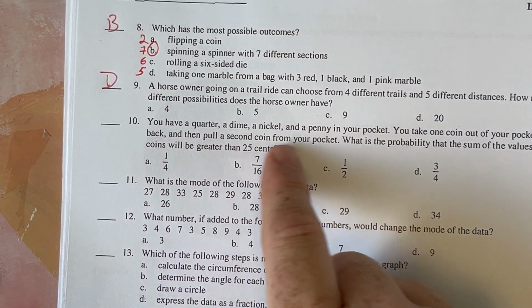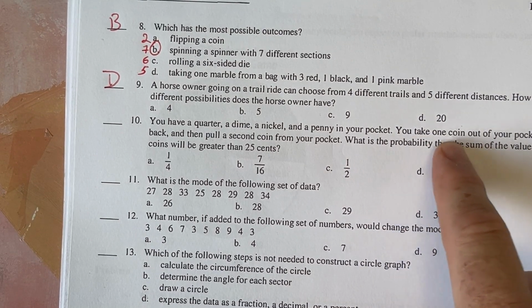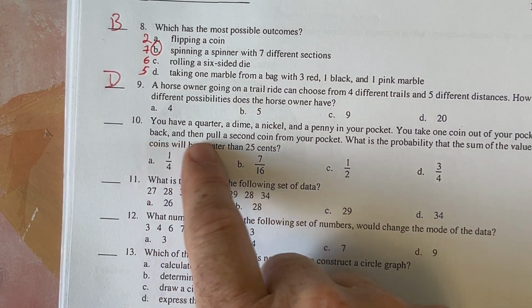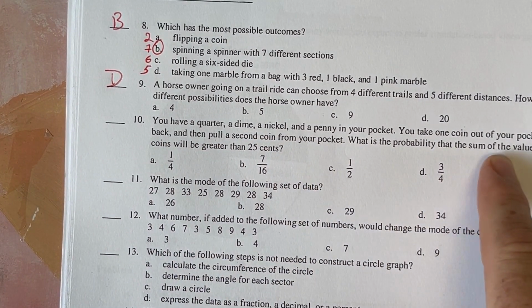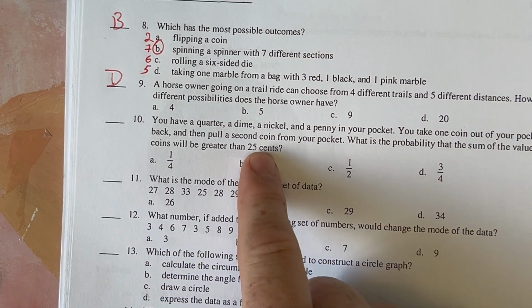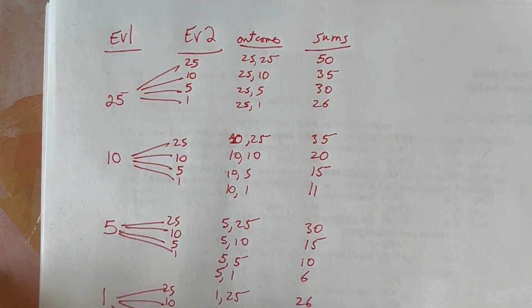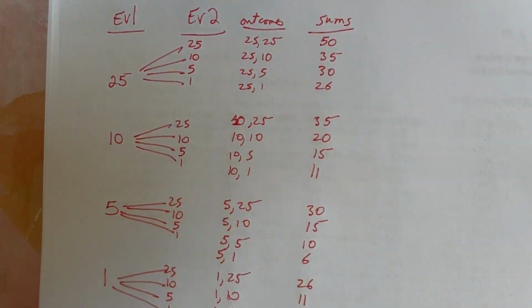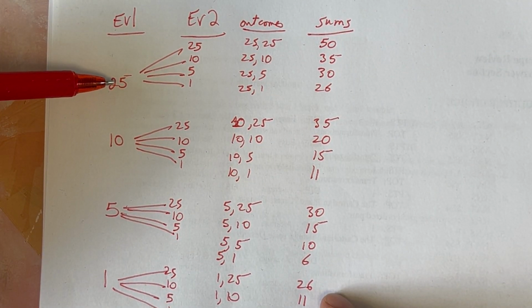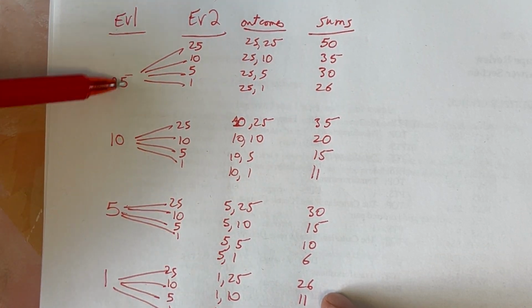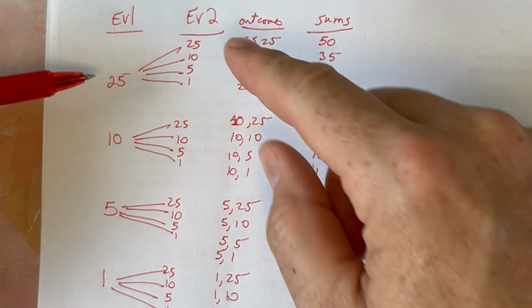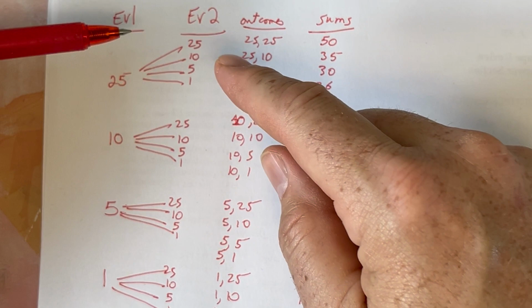You have a quarter, a dime, a nickel, and a penny in your pocket. You can take one coin out of your pocket, put it back, and then pull a second coin. What's the probability the sum of the values is going to be greater than 25 cents? Okay, so again, this one's easy to visualize on a tree diagram. So my first event, sticking my hand in my pocket, I have those 4 coins, so I can get any of those 4 coins. Second event is putting the coin back in your pocket, then taking another coin again.